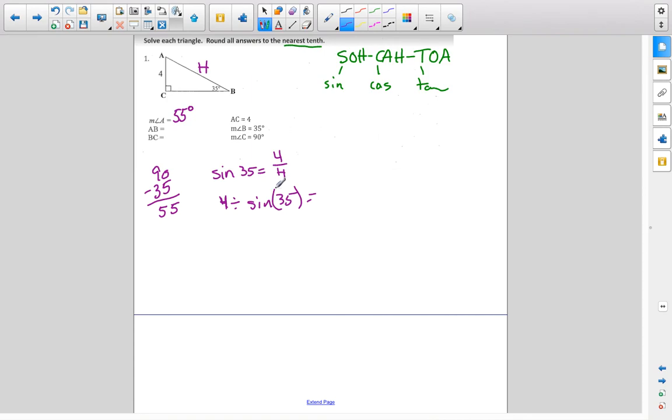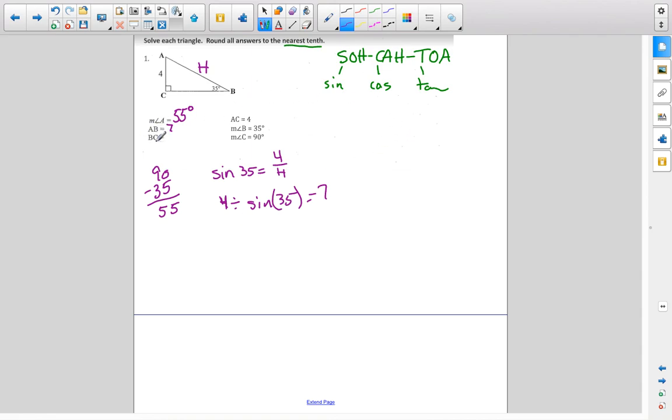Oops, got to turn my calculator on. 4 divided by the sine of 35. 6.97. So we're going to round to the nearest tenth. I'm going to have to say it's 7. So the hypotenuse, AB, must be equal to 7 when I round it to the nearest tenth.